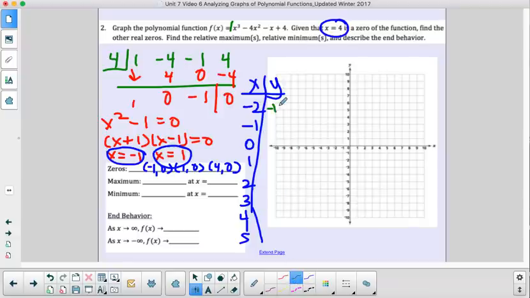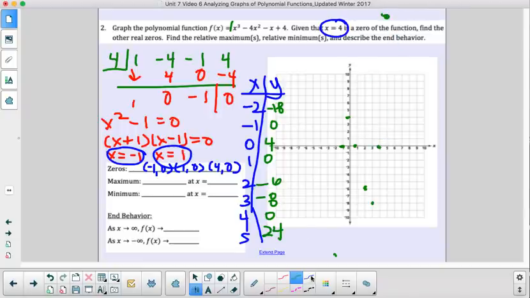So at negative 2, we had negative 18. Negative 1, we had 0. At 0 we had 4, at 1, 0, at 2, negative 6. And then we do our best to sketch them all. So negative 2, 18 doesn't fit on here, but I'm just going to say way down here. Then I got 0, 4, 1, 0, 2, negative 6, 3, negative 8, 4, 0, and 5, 24. So way up here somewhere.